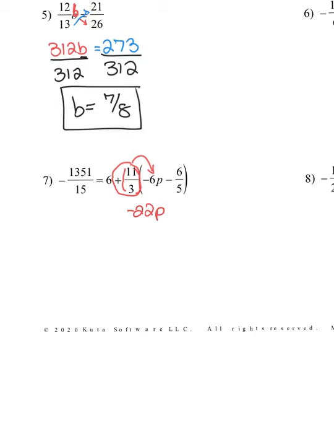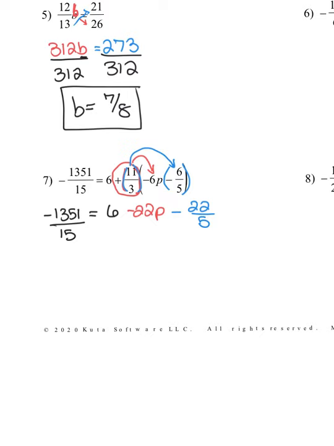Then leave the fraction in parentheses, so you're going to do 11/3 times, and then in a new set of parentheses, -6/5. If you get a decimal, change it to a fraction. You're going to get negative 22 over 5. We're going to copy down the rest of the problem, negative 1351 over 15.